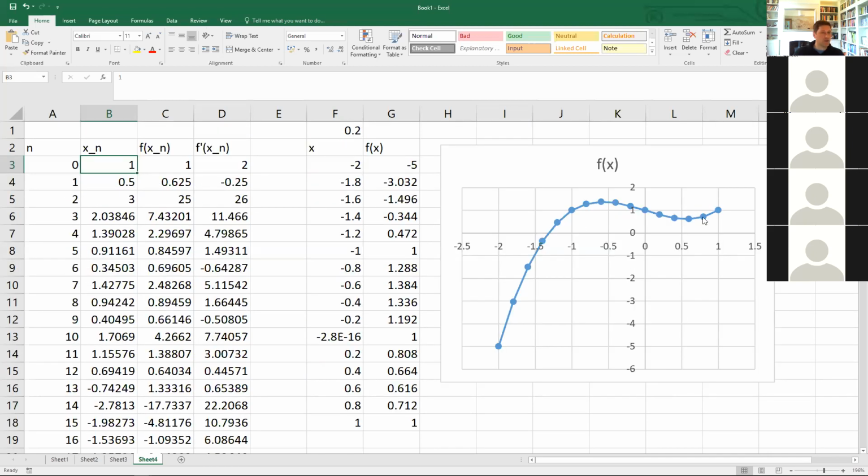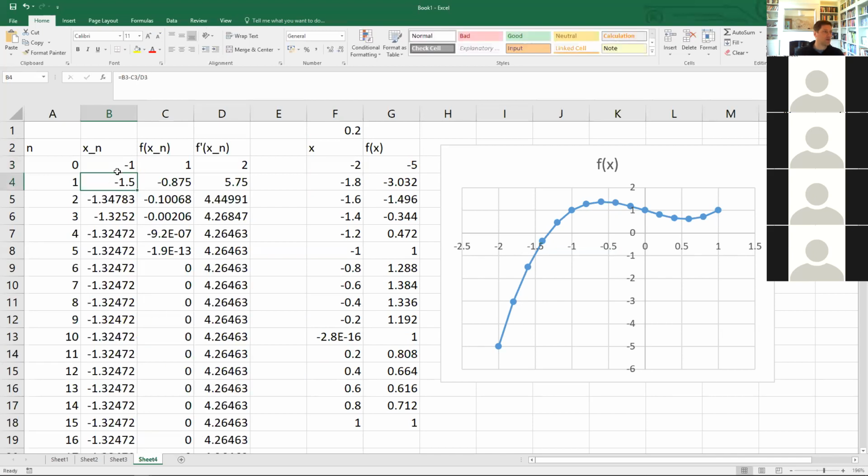But by taking a look at the function, we can make a better first guess. So if we'd guessed that the initial value is minus 1, which is closer to where the root is, we can then see within 3 or 4 iterations, we're very close to the root. The error becomes negligible. Okay, so you can see that with a function, you have to have a think about where the roots might be.